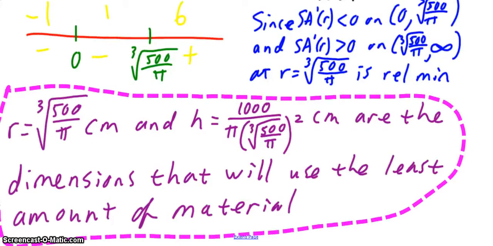Alright, so you should end up with r equals the cube root of 500 over pi centimeters, and h equals 1000 over pi times the quantity cube root of 500 over pi squared centimeters are the dimensions that will use the least amount of material.